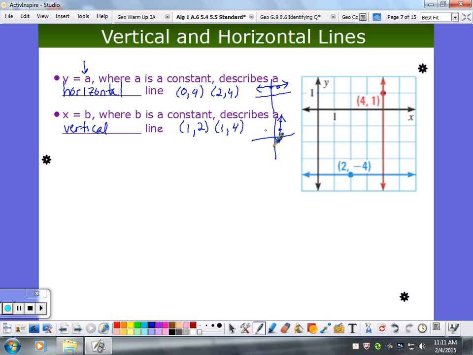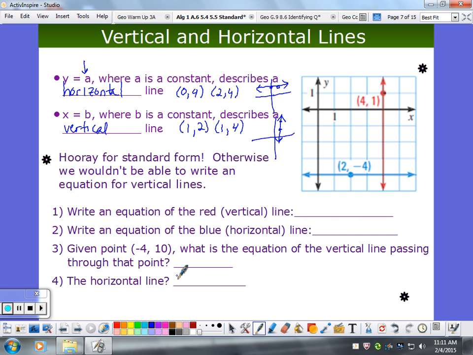Okay, so we need to know that. So then, for standard form, I can write equations of these horizontal and vertical lines now fairly easily. I'm looking at this picture, and it's on the bottom of your page 1 there. Write an equation of this red line, and you don't have color. So the red line is the vertical line, this one. I want to write an equation of this. What do you think? X equals 4. X equals 4. How did you get that?